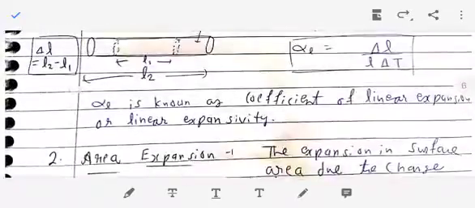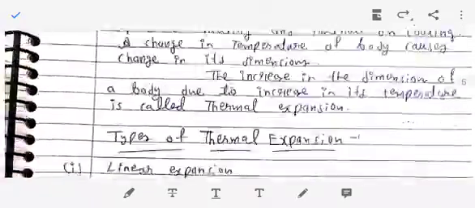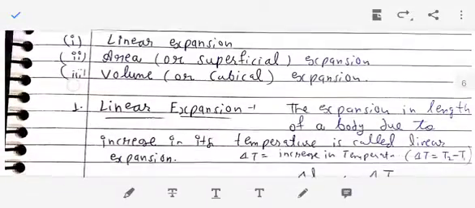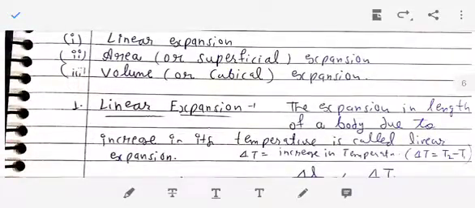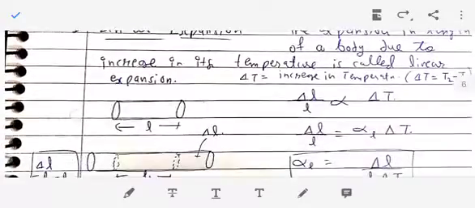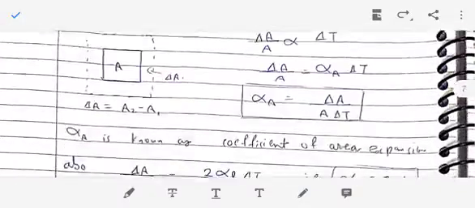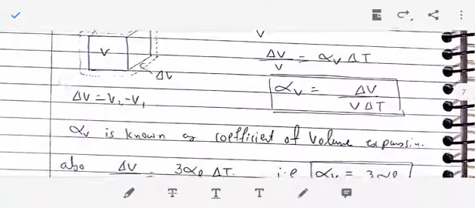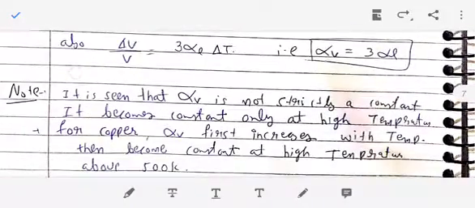These three were the types of thermal expansion. First one was the linear, second one was the area or superficial, third one was the volume or cubical expansion. Now here it is a note.